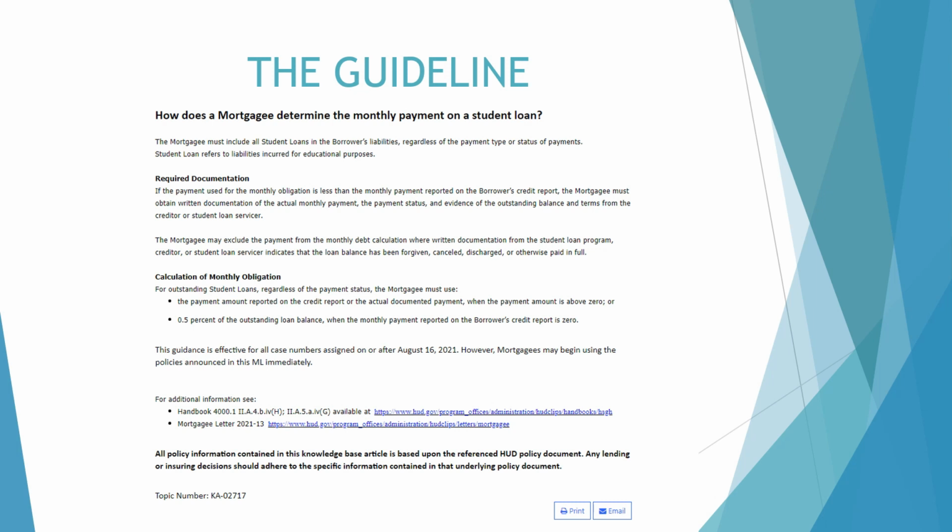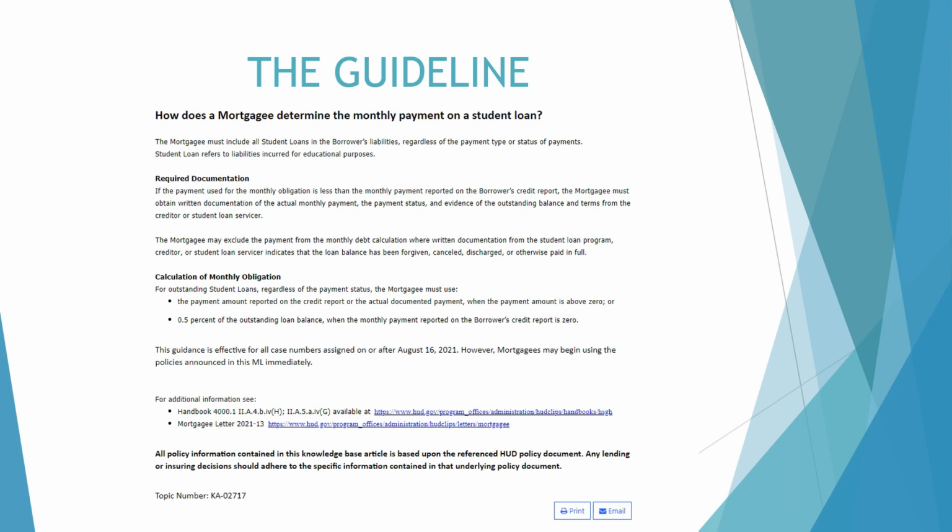Let's start off by discussing the guideline, then we can get into the difference between the new guideline and the old guideline. The new FHA guideline is very similar to Freddie's guideline on student loans, but there are some differences. The mortgagee must include all student loans in the borrower's liabilities, regardless of the payment type or status of the payment. Student loans refers to liabilities incurred for educational purposes.